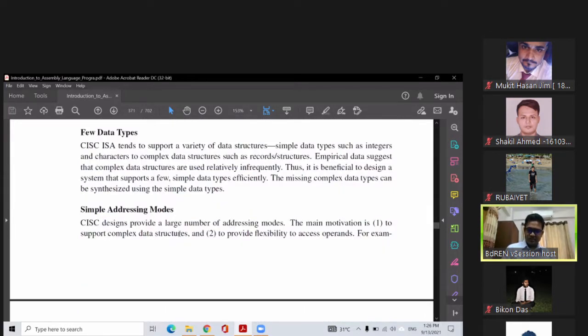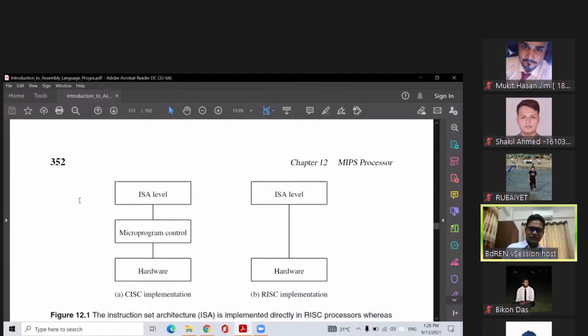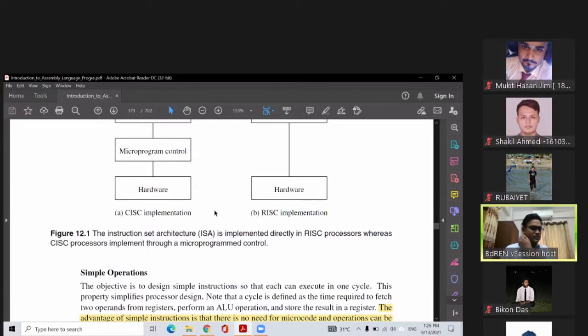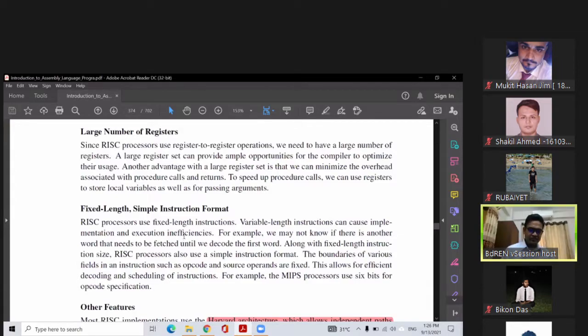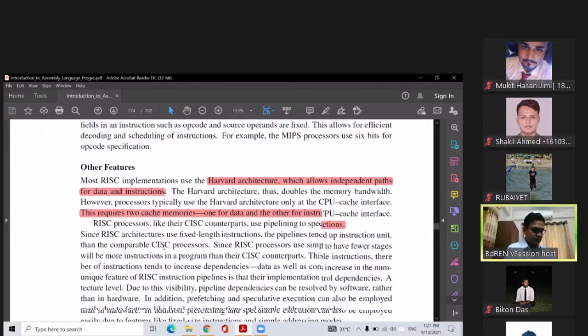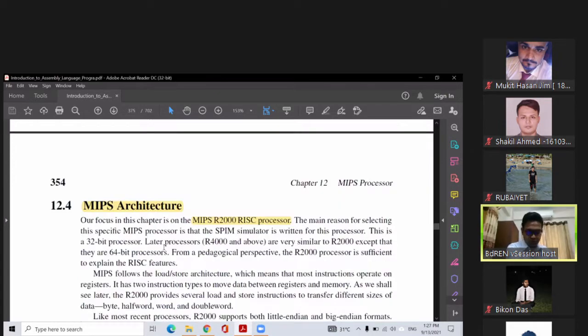These 6 design principles are a very important question. First one is simple operation, then register to register, then addressing mode, large number of registers, fixed length of the machine language, and also the Harvard architecture. These are the 6 features we have in the RISC architecture. Then we are going to discuss the MIPS architecture, which is also very similar to the RISC design because it is a similar type of processor.